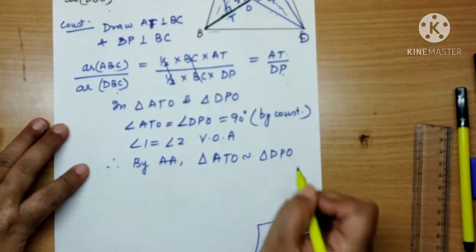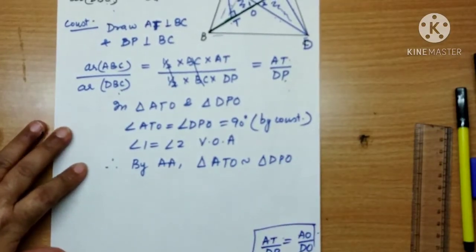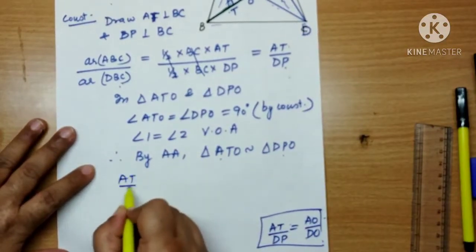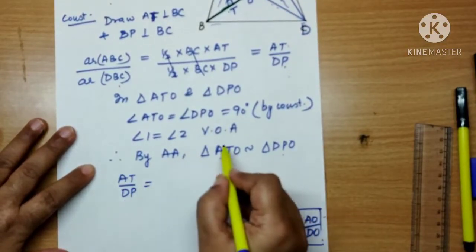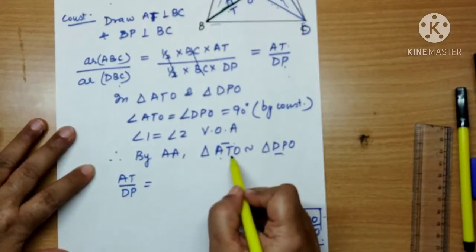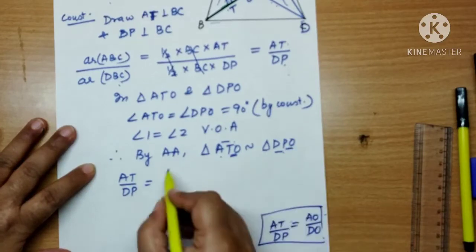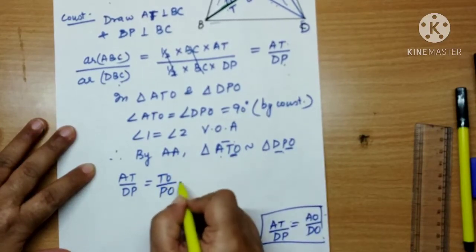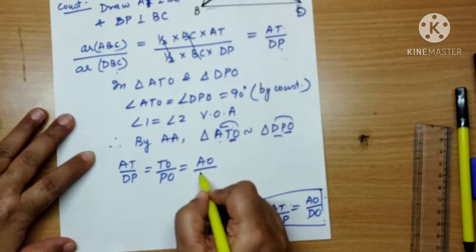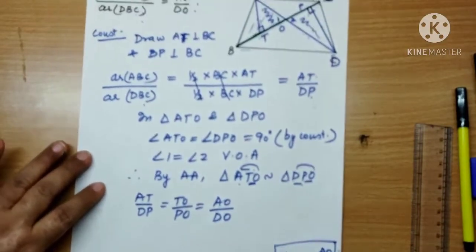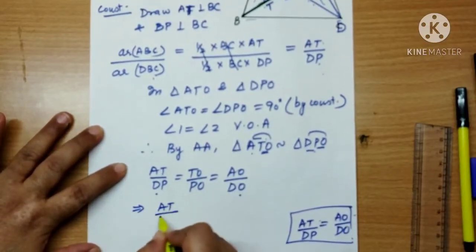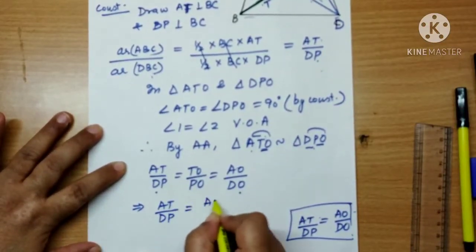Now if the triangles are similar, we can take the ratio of their corresponding parts. The sides AT by DP is equal to TO by PO, equal to AO by DO. What are we interested in? AT by DP is equal to AO by DO.